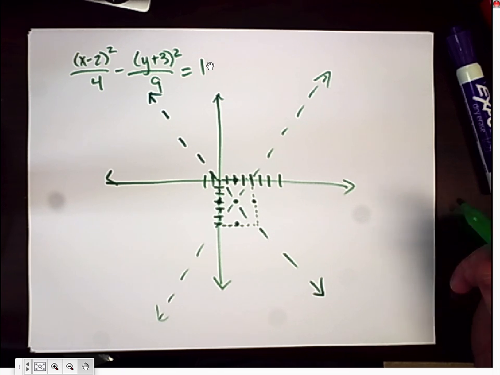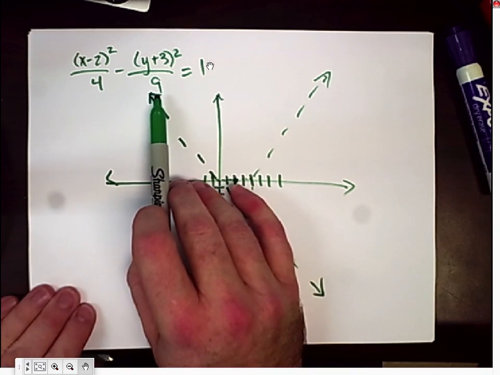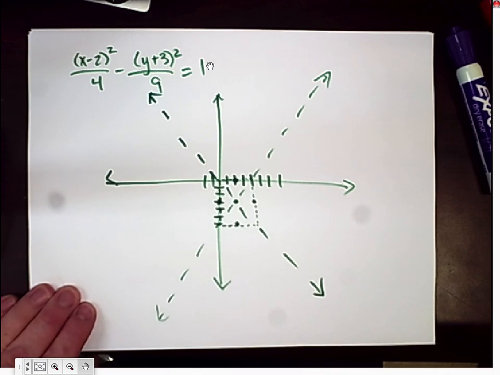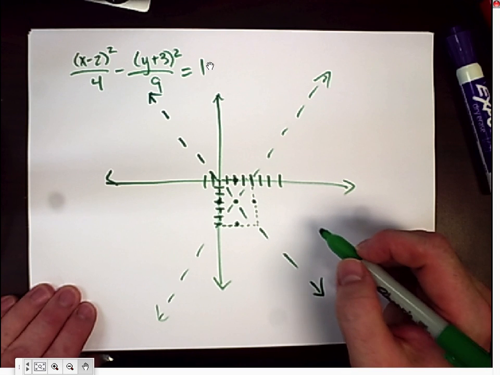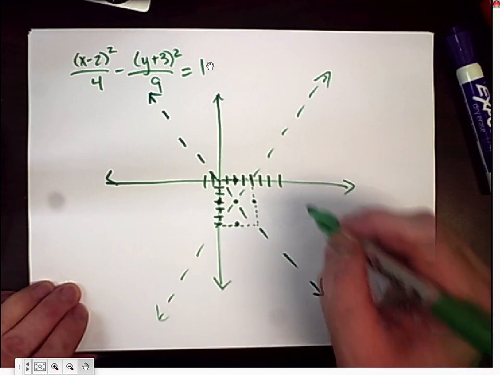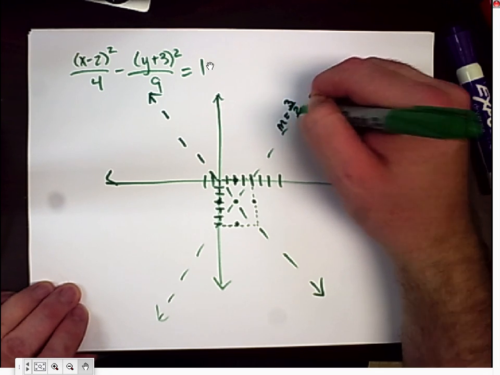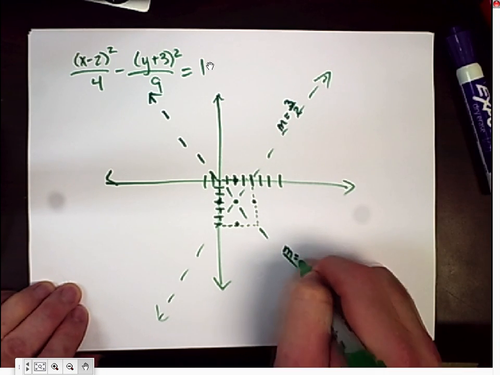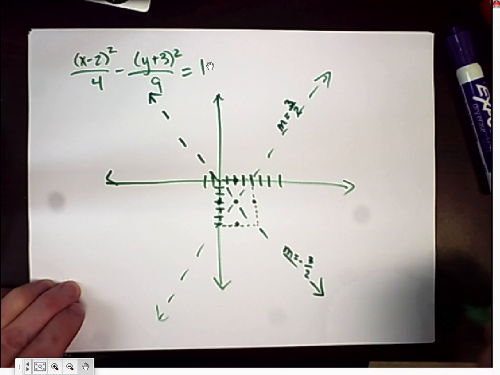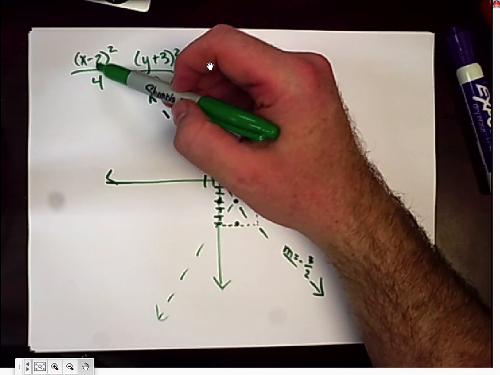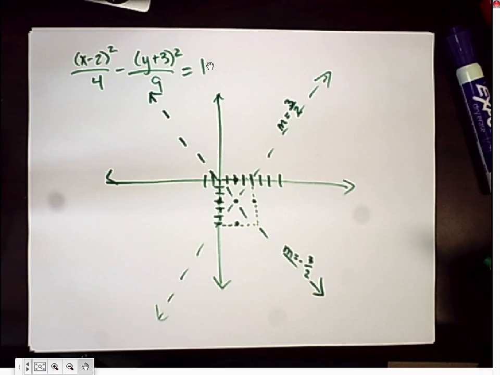But even easier than that, in the y direction we went 3, in the x direction we went 2, and it's the change in y over the change in x. So it's 3/2. This one would be positive 3/2, and this one would be negative 3/2. Would the center be a positive 2? The center, yes, because you do the opposite of that. So positive 2, -3.